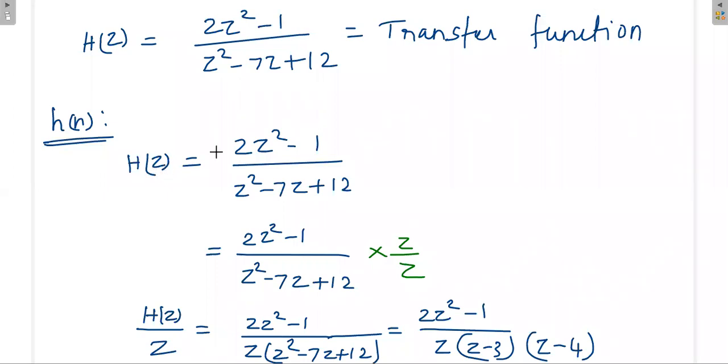Now h of z is equal to 2z square minus 1 divided by z square minus 7z plus 12. And we know that to find the inverse z transform, we have to find h of z divided by z. But here z is not there directly. Why? Because we can take z from here, but not from this term. So that creates some problems. To find h of z by z, we are introducing z by z. So we get one extra z, which we can take down. Again, another z is present here. Then take the factors for the remaining terms, that is z into z minus 3 into z minus 4.